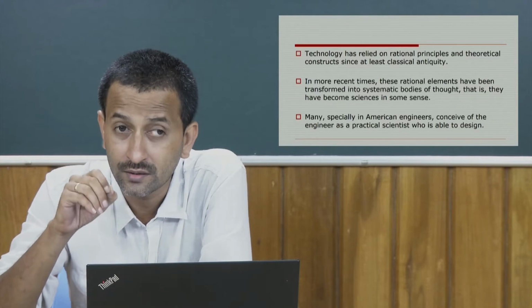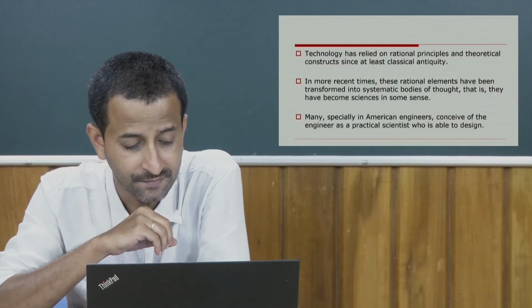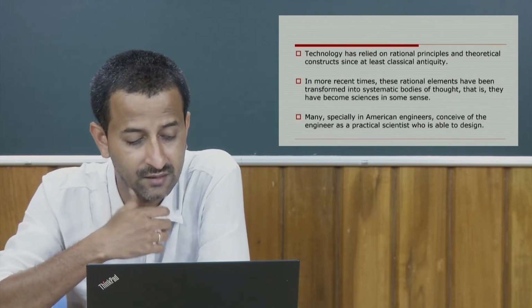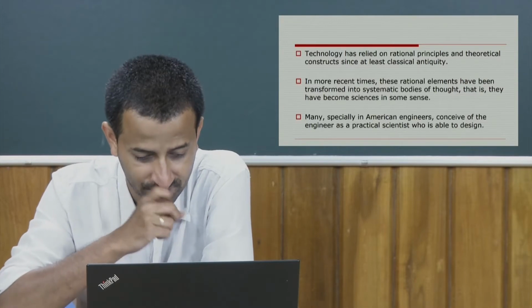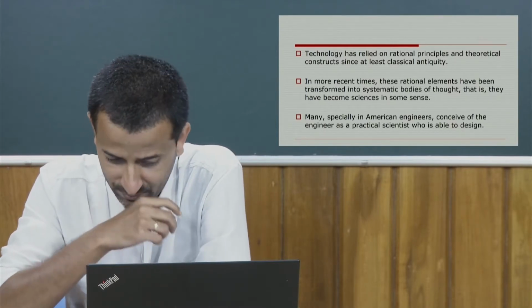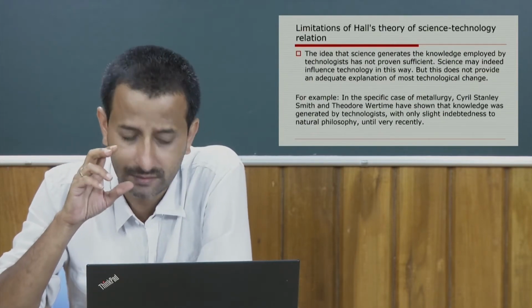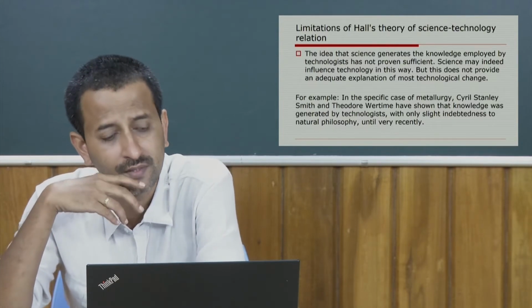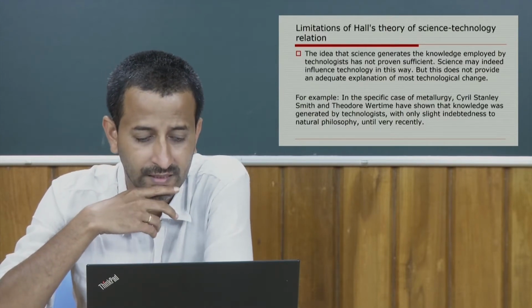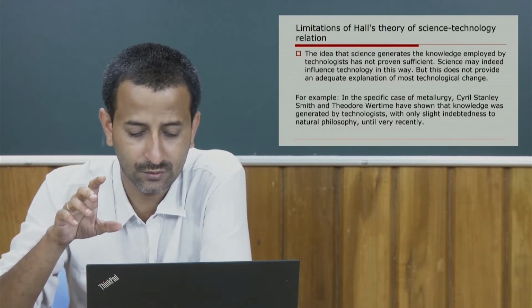Hall, who attacked the Marxist interpretation of the relations of science and technology, denied this and asserted that early technological rules were governed by rule of thumb or rules of three or by aesthetic canons. They had no analytic justification, and to Hall, of course, modern rules were simply applied science. Hall's theory of science technology relations has received much attention. In recent years, the idea that science generates the knowledge employed by technologists has not proven sufficient.